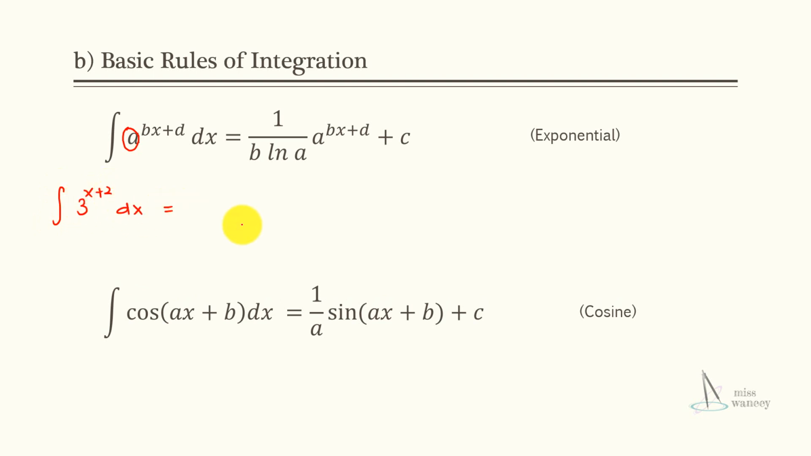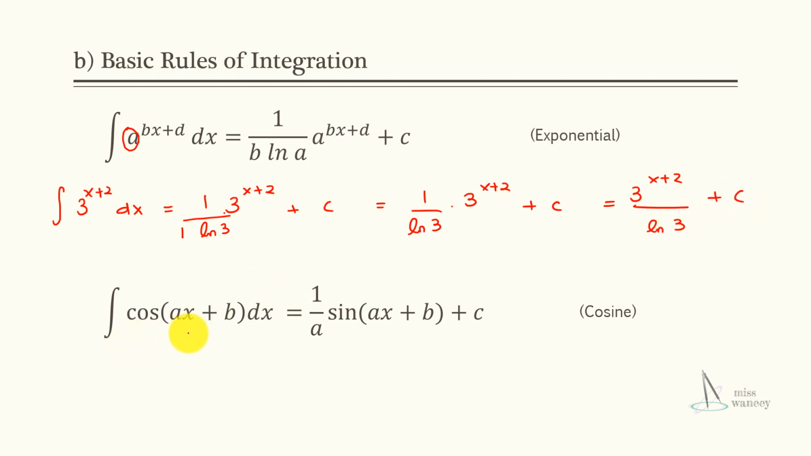Okay, so if let's say I give you integrate 3 to the power of x plus 2 dx, so simply copy down, it will become 3 to the power of x plus 2, and then 1 over, so take the coefficient of x, so the coefficient is 1, and then ln of the base, ln 3, plus c. So what you have is 1 over ln 3, 3 to the power of x plus 2, plus c. Or you can also write them down as 3 to the power of x plus 2 over ln 3, plus c.